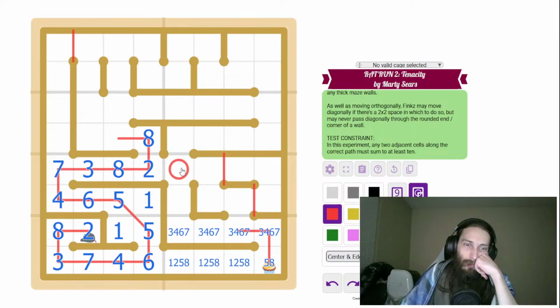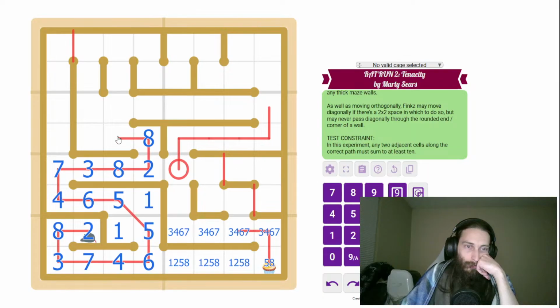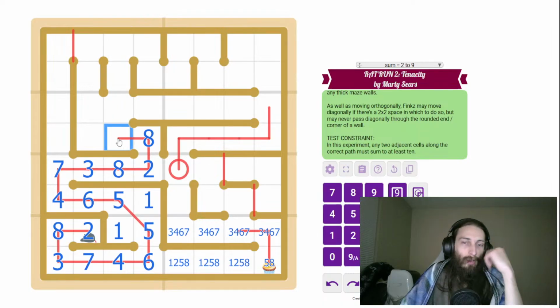Well, we know that this cell's required, and so it's going to have to go around like so. Chip Sounder says 2 placed next to 8 for 10 sum. Are you referring to row 4, column 3? This cell here? It has to be at least 10. So I actually can place anything here. Up to 1. Yeah.